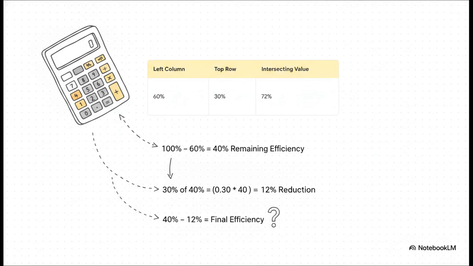Proceeding from your 40% remaining efficiency, which, remember, you have after that first 60% disability, a further 30% disability removes 30% of that remaining 40%. Well, 30% of 40 is 12. That 12% is subtracted from your 40% efficiency, leaving you with exactly 28% efficiency altogether.